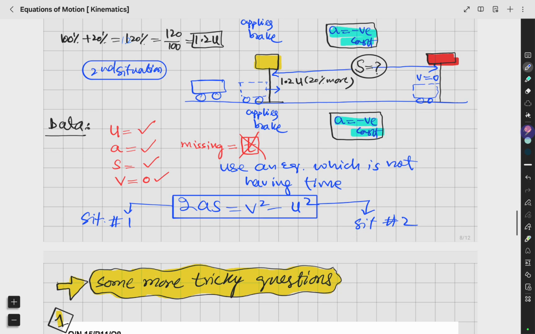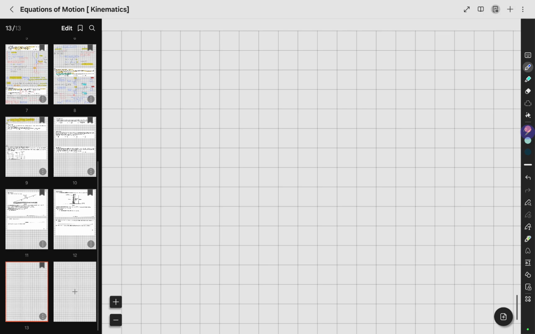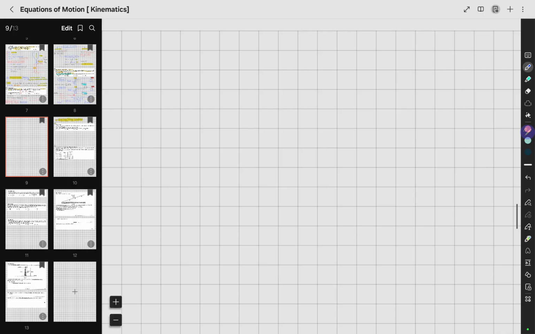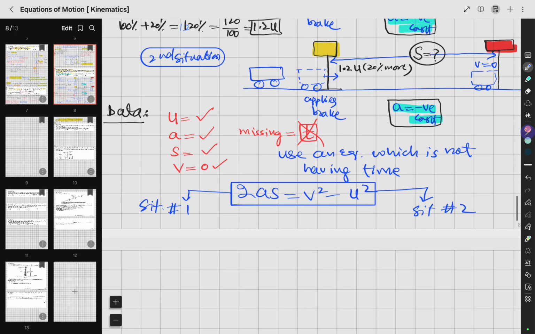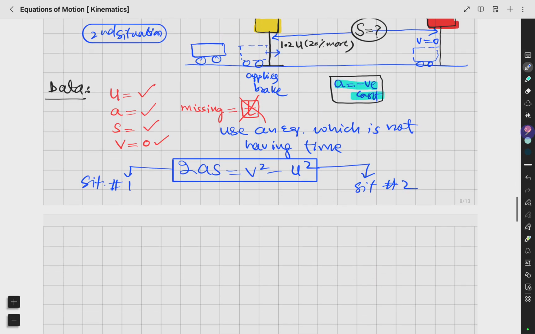Oh, we ran out of space, so what I have to do is add a page into that. So let me add a page over there. So where were we? Yeah, we were here, I guess. Okay, so we got a new page. So let's apply this equation in both the situations.